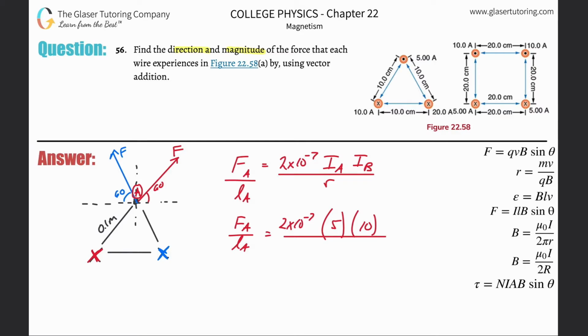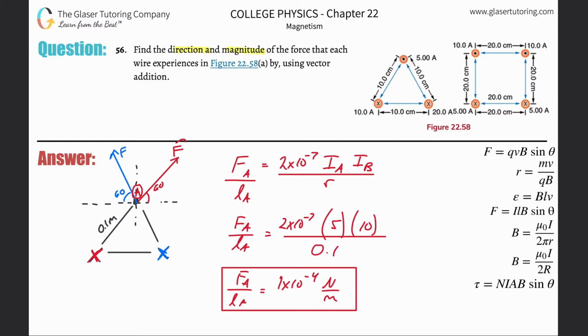So here, the distance between them is what now? The distance between the two currents, or the two wires, however you want to think of it, because the current's traveling in the wire, is going to be 0.1. So simply now calculate that. Take out the calculator. 2 times 10 to the minus 7th multiplied by 5 times 10, all divided by 0.1. So this is 1 times 10 to the minus 4. So that is the newtons per meter, amount of force acting at this direction, relative to this charge.